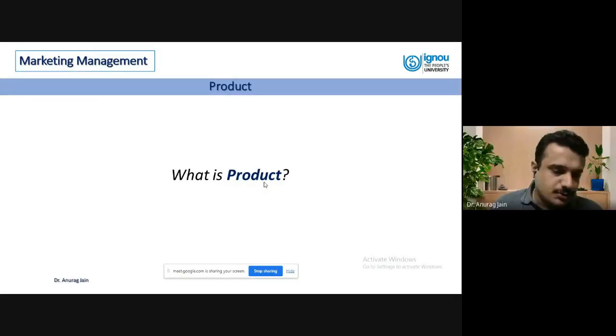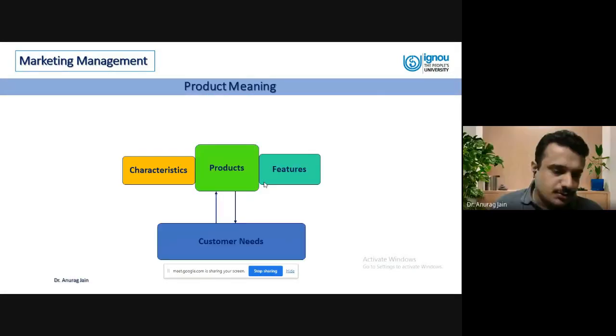Thank you. So, what is actually a product? Basically, a product is a combination of characteristics and features. I'm just trying to come up with the most basic meaning which you can associate with this term. A product is something which has certain characteristics and features, and those have been developed based on customer needs. If you refer to the figure in front of your screen, those features and characteristics have been incorporated in that product based upon the customer needs, and ultimately they are going to satisfy the customer needs.